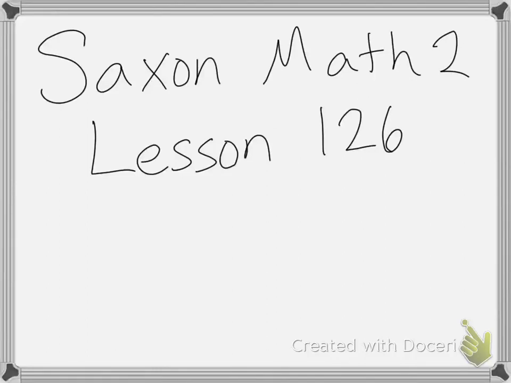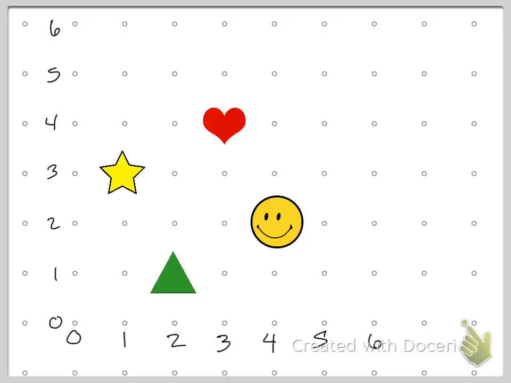Today's lesson is lesson 126, locating and graphing points on a coordinate graph. So here I have a graph, and each of these points has a special address that tells us where it is located on the graph, just like your house address tells people where your house is located on the street. This point right here is at 0, 0. And we write this number in parentheses.